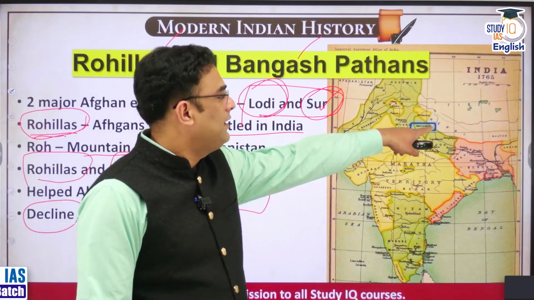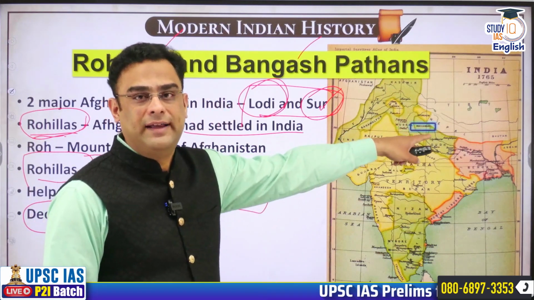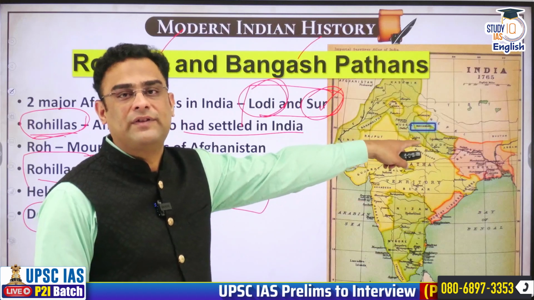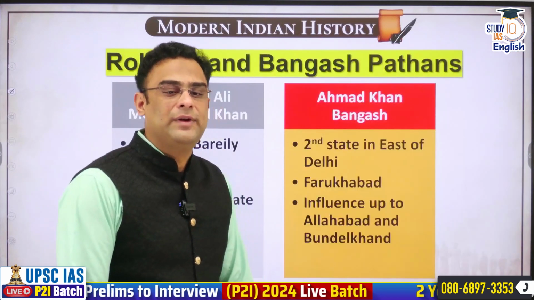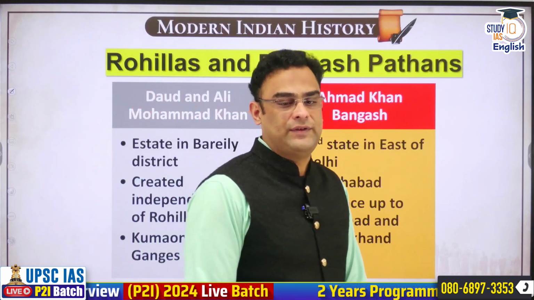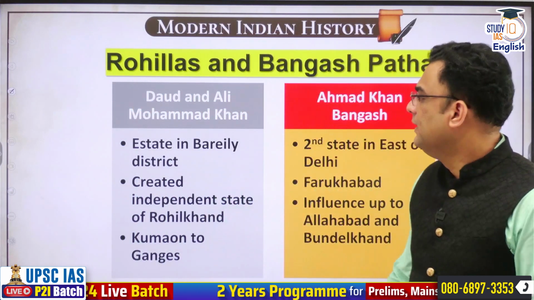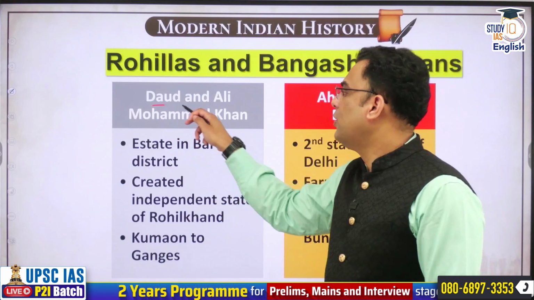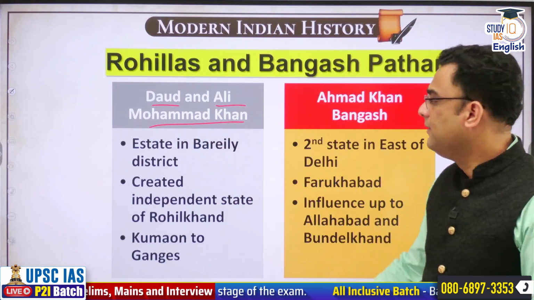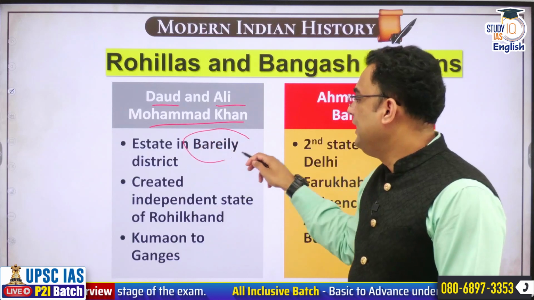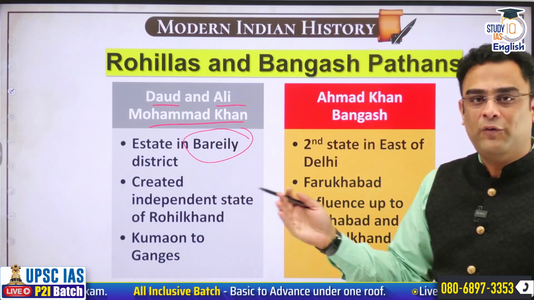Okay, this area is called the Rohilkhand area. This is where one of the states was established by the Rohillas. Let us know a little bit more about these two states. Who are the founders? Remember the names, guys. One, Daud and Ali Muhammad Khan. Daud and Ali Muhammad Khan had an estate in Bareilly, the modern day Bareilly district of West UP.